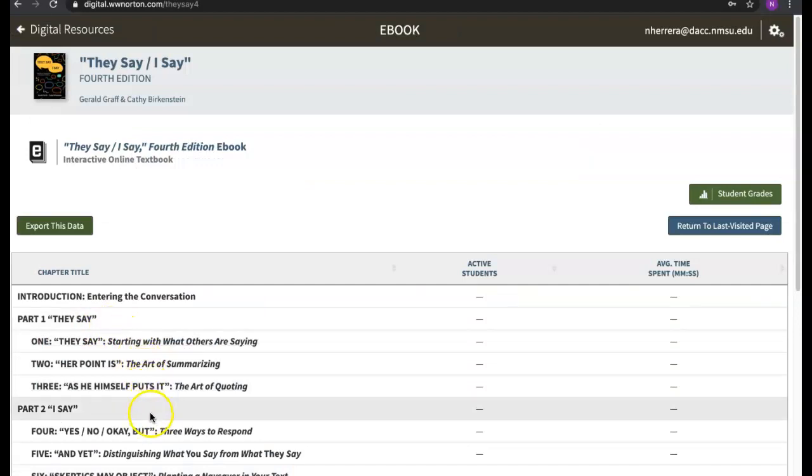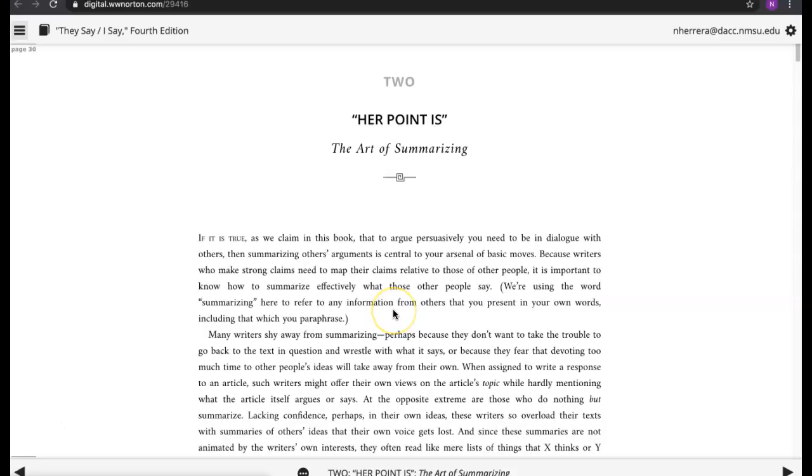And like I said, we're going to discuss chapter 2, which is the art of summarizing. Now, when it comes to summarizing, it's actually a little bit more complicated than a lot of people think. The reason is that you are trying to explain what somebody else said in a condensed version. So essentially, when you are summarizing something, you are giving us the main points of that person's article or conversation or whatever it might be.